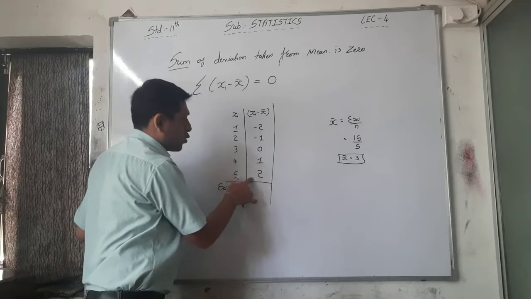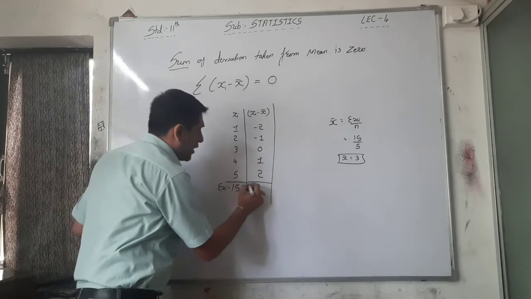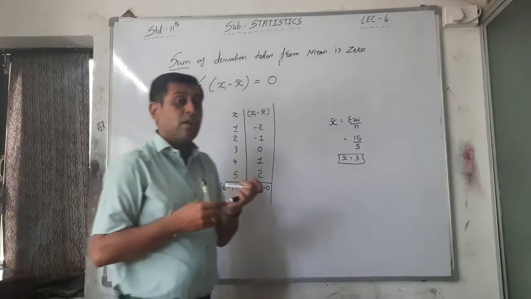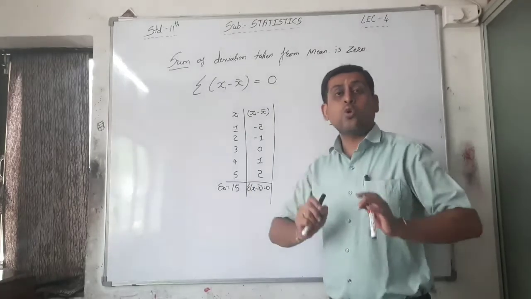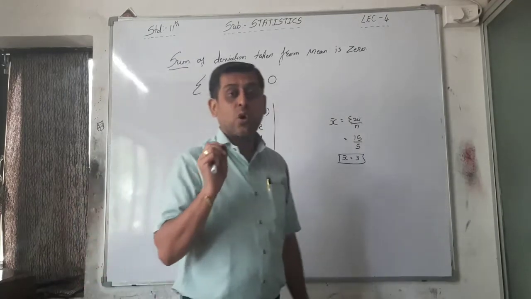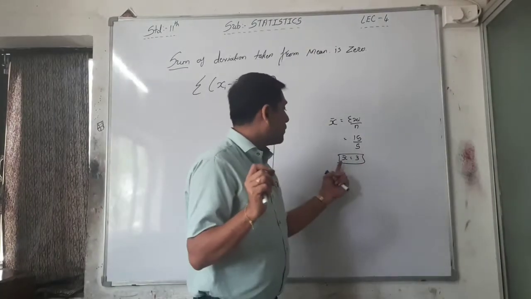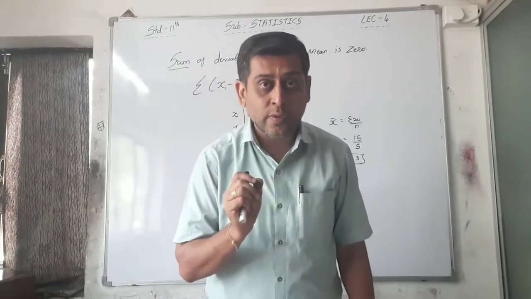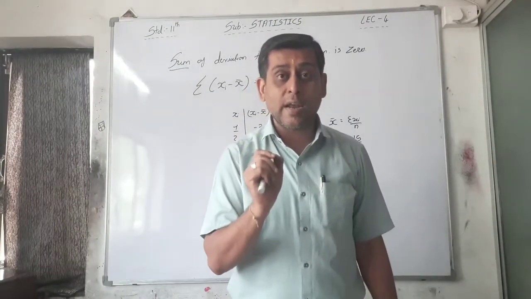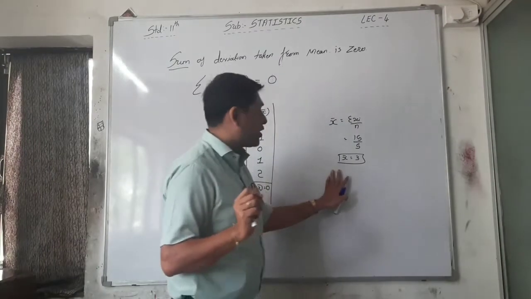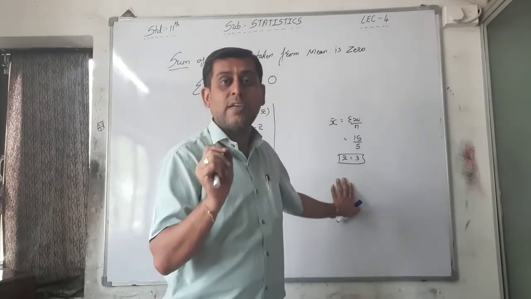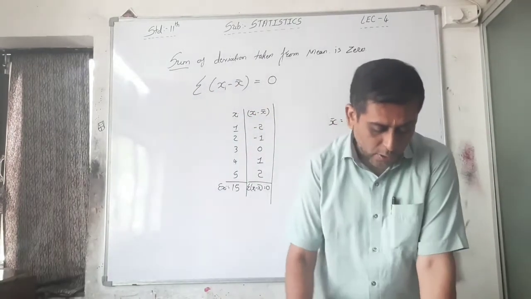See the total: plus 2, minus 2, cancel. Minus 1, plus 1, cancel. That's why we can write sigma x minus x bar is equal to 0. I am taking my example and the answer is 0. So it is proved that in each and every sum, if you find sigma xi minus x bar, it is always 0. But you have to keep in mind that the x bar value should be an integer, not a fraction. If it is a fraction, then your answer of xi minus x bar is approximate and will not be 0. So if your x bar is an integer, not a fraction, then the sum of xi minus x bar is always 0. Okay, so this one is important.